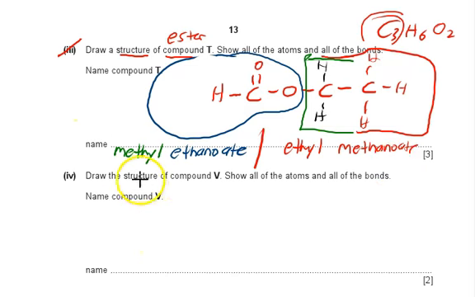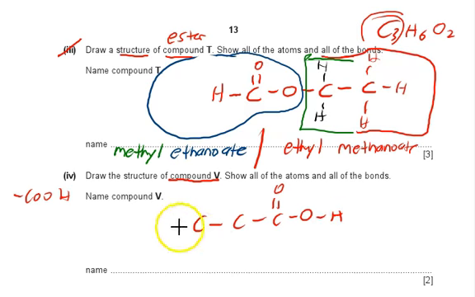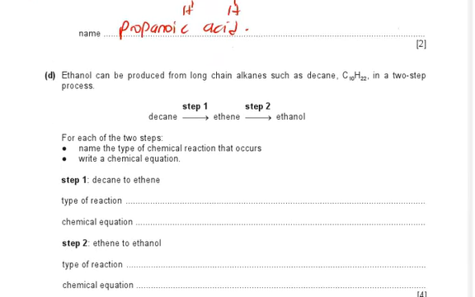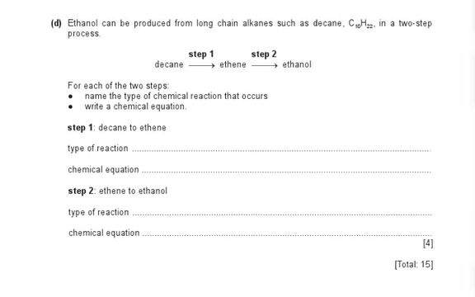Okay, now draw the structure of compound V. V is a carboxylic acid. So here we have 3, so it means that 1, 2 and 3. So this will be, you have 3 C's there. So here will be a propanoic acid. Okay, propanoic acid. Okay, so I hope you can understand this drawing part. Okay, now for the D, the last one, last question for this paper.